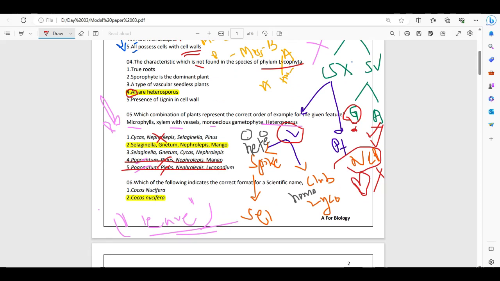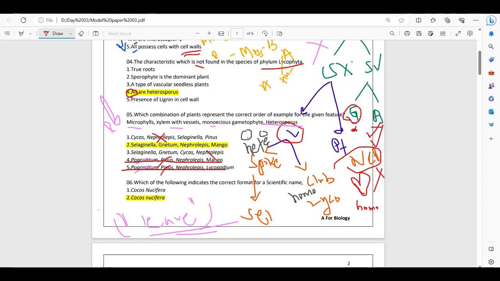Monoecious gametophyte and heterospory. Monoecious gametophyte was a unique feature in phylum Pterophyta. The given example is Nephrolepis. Selaginella had a dioecious gametophyte, and in that way you can go to that answer. I think that's the only possible way, because heterospory is common to both Pinus and mango. We are left with the second and third answers. If you take Nephrolepis, it is homosporous, so you can eliminate the third answer in that way, and then you can reach the answer.